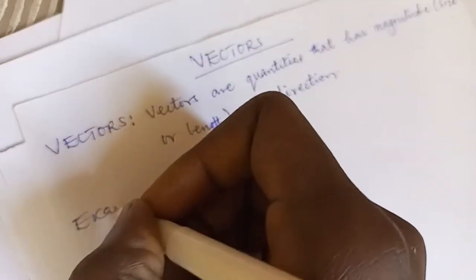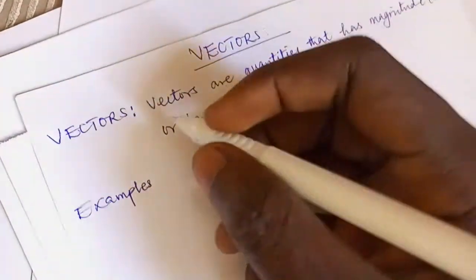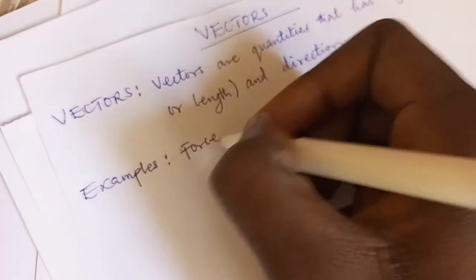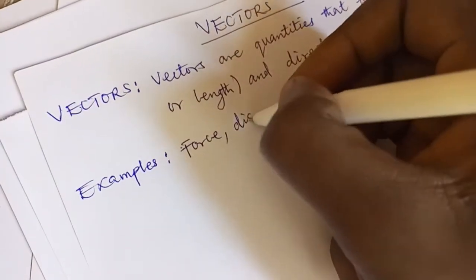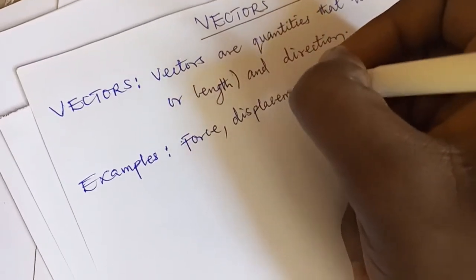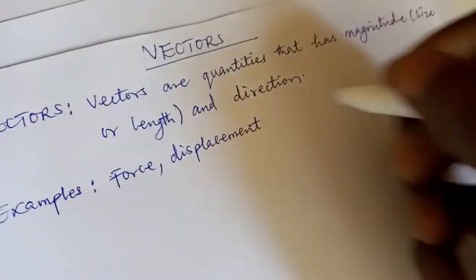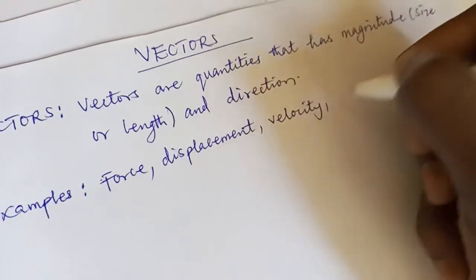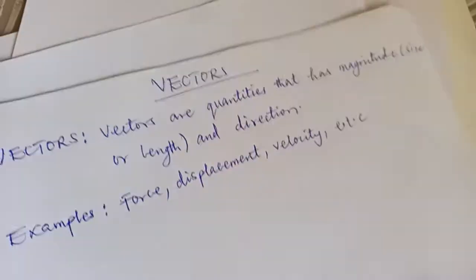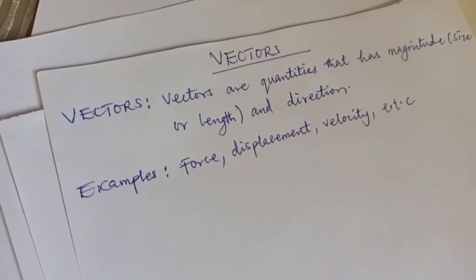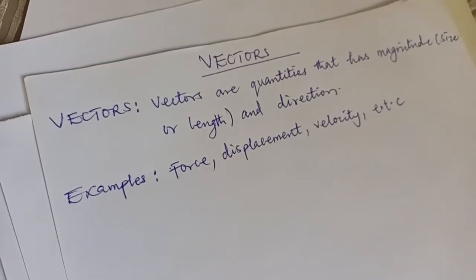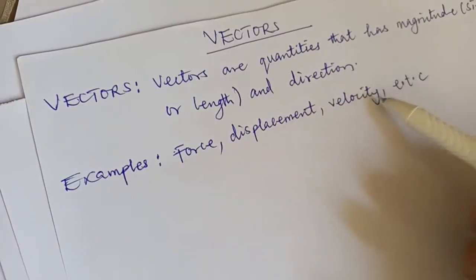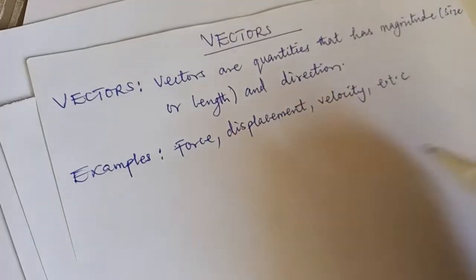Examples of vectors: we have force, we have displacement, and also we have velocity, etc. These are all examples of vectors. So vectors are quantities that have magnitude, which is size or length, and direction. Examples are force, displacement, velocity, etc.